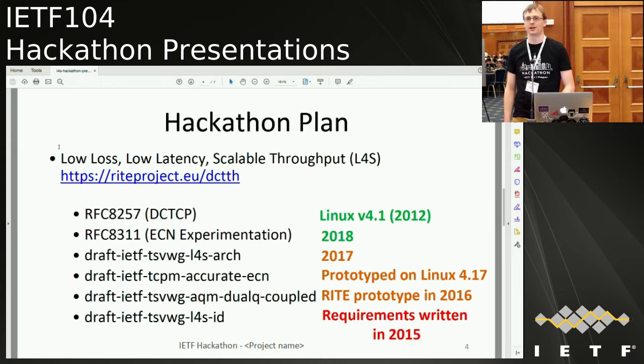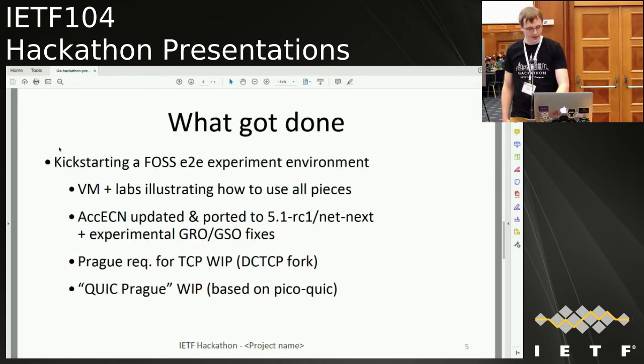So DCTCP has been in Linux for almost forever now. The RFC 8311 is there, so that's nice. The architecture has mostly not evolved for a while, and so this is static. This is well known and understood. L4S has been prototyped in an older version of Linux. The AQM was released publicly in July 2016. And well, the requirements are text.